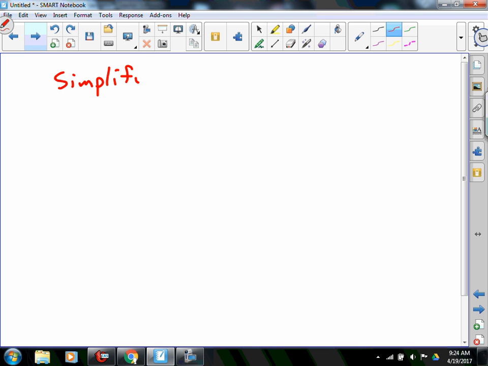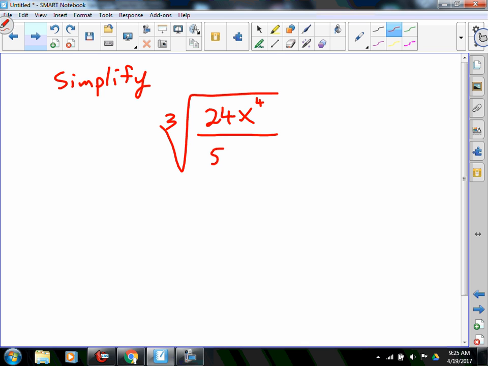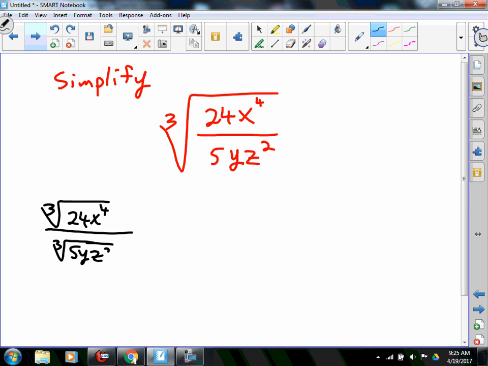Simplify the third root of 24x to the 4th divided by the third root. Oh no, I'm sorry. My bad. Let's try that again. Third root of 24x to the 4th over 5yz squared. So if we were to break that apart, we're going to have the third root of 24x to the 4th over the third root of 5yz squared. Okay?